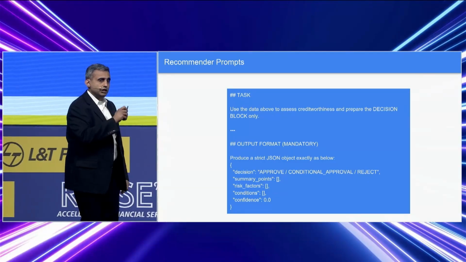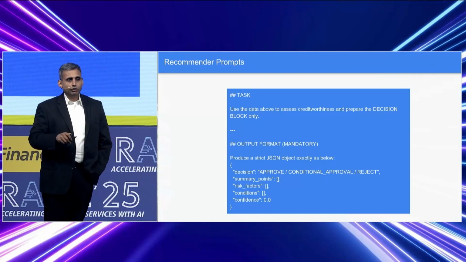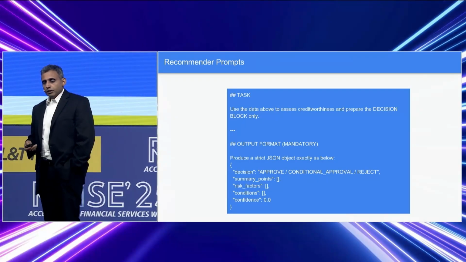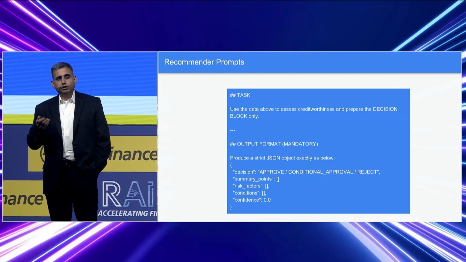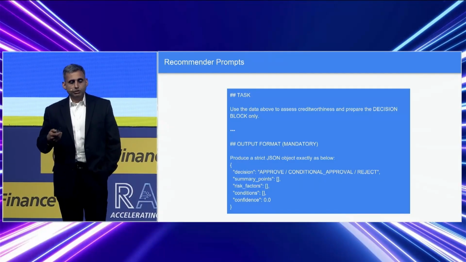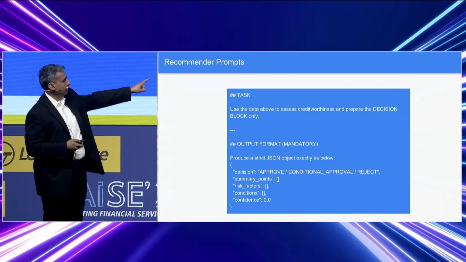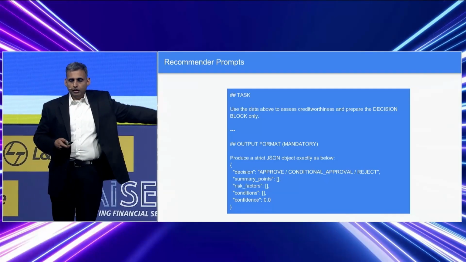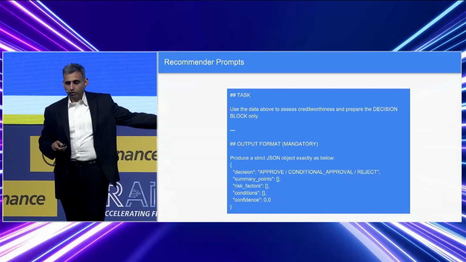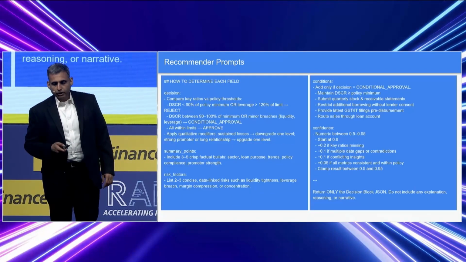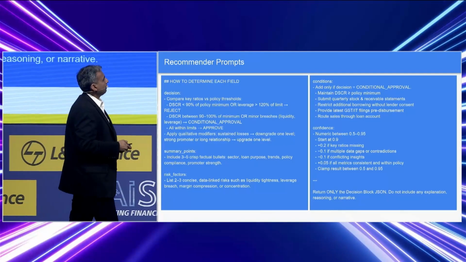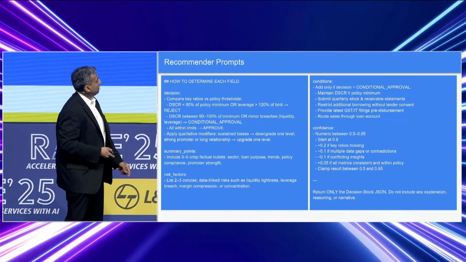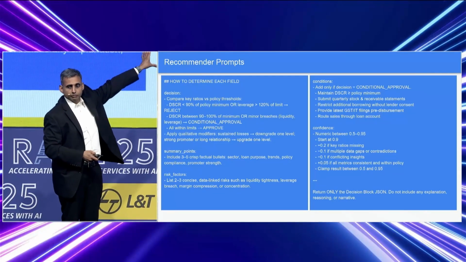There are other agents, and each one of them has their prompts and has their context provided to it in appropriate ways. There is a task block. There is an output format block where it says we want the decision to be one of these three things, and we want summary points, risk factors and conditions, and finally you'll notice something called confidence, and I'll tell you what that is. I don't know if you can read this, but I'm continuing with what the context is being given to this recommender agent: how to arrive at the decision, right?